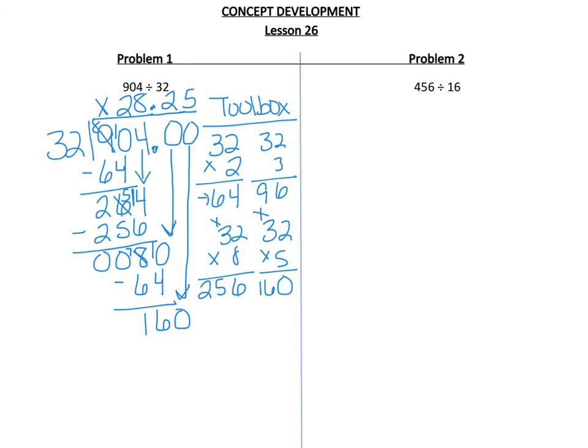5 times 32 is 160. 0, 0, 0. So I have no remainder. My quotient is 28 and 25 hundredths.